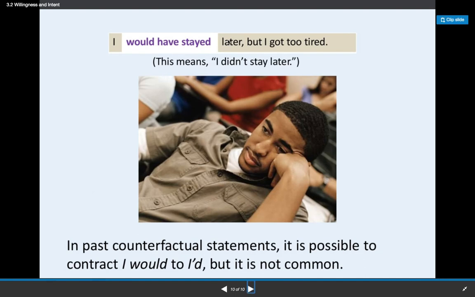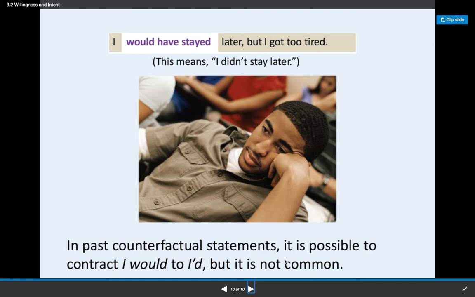I would have stayed later, but I got too tired. This means I got too tired, so I didn't stay later. But there's an idea that I wanted to stay later. It wasn't possible because I just got too tired.